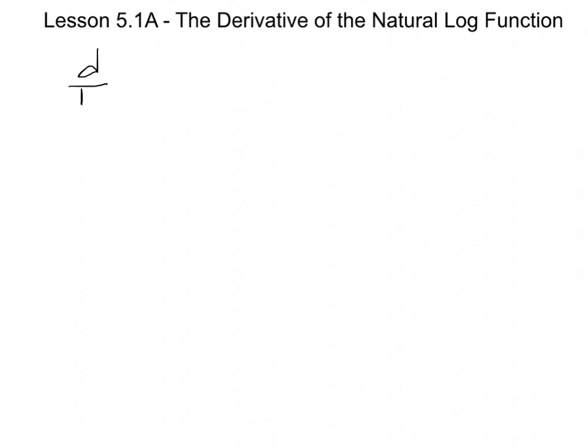The new one is that the derivative of the natural log function ln x is 1 over x. Yay, we win. There's a sense in which this lesson could theoretically end right now, this first video. I suppose I could stop now, because you know the derivative of natural log x is 1 over x.